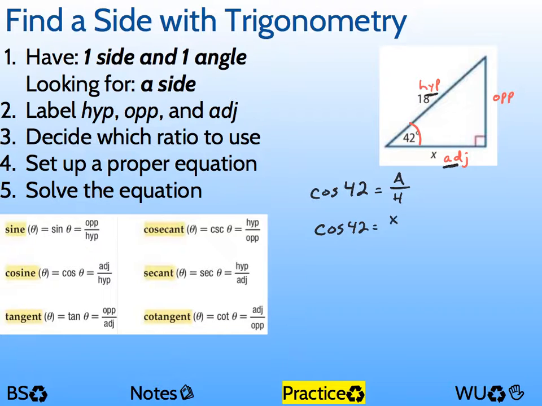Plugging in the values, the adjacent is x, the hypotenuse is 18. The easiest way to solve these problems is to first put your trig ratio over 1 because that won't change anything. And next, cross multiply. This becomes important because it determines whether or not you're going to end up dividing with that trig ratio or simply multiplying. In this case, we have x times 1, which is x, and then we have 18 times cosine of 42, which you can just multiply in a calculator, and it's very simple.